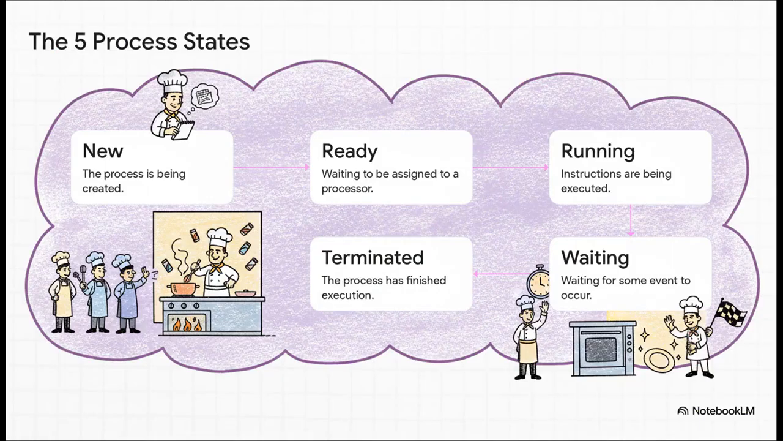See, a process has its own life cycle, just like an order in the kitchen. First, it's new. The ticket just came in. Then it becomes ready. All the ingredients are chopped and prepped. It's just waiting for a free stove, which is your CPU. Once it gets that stove, it's running. Now, if the chef needs something, like an ingredient from the pantry, it goes into a waiting state. And finally, when the dish is plated and served, the process is terminated.